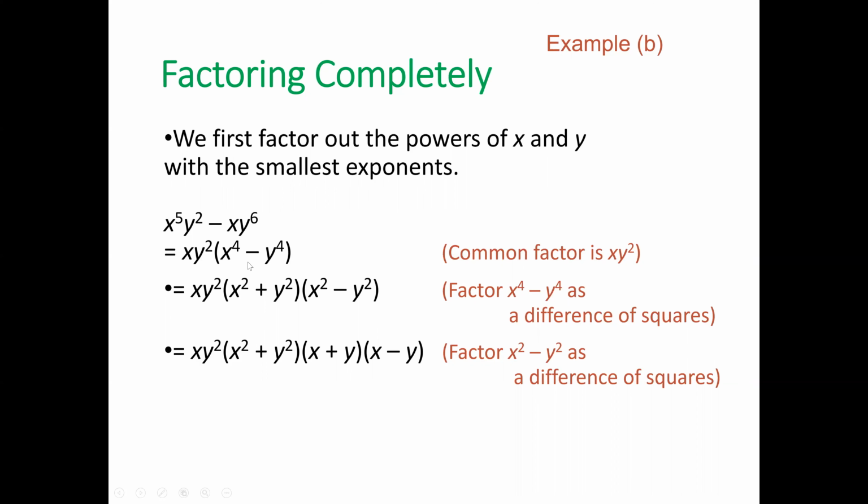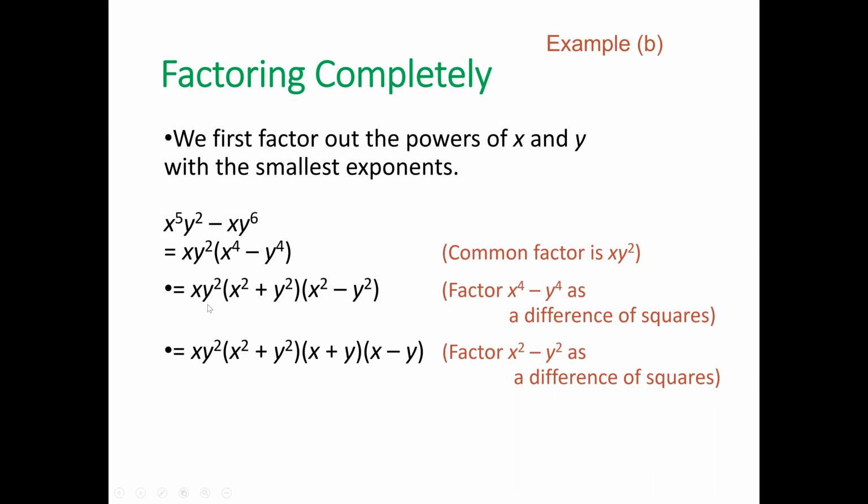So this is what we get now. When we look at this, we can see that it's like a difference of two squares, because we get x squared squared minus y squared squared. So the answer will be x squared plus y squared, then x squared minus y squared. Then we get another difference of two squares here again. So it will give us x plus y, then x minus y.